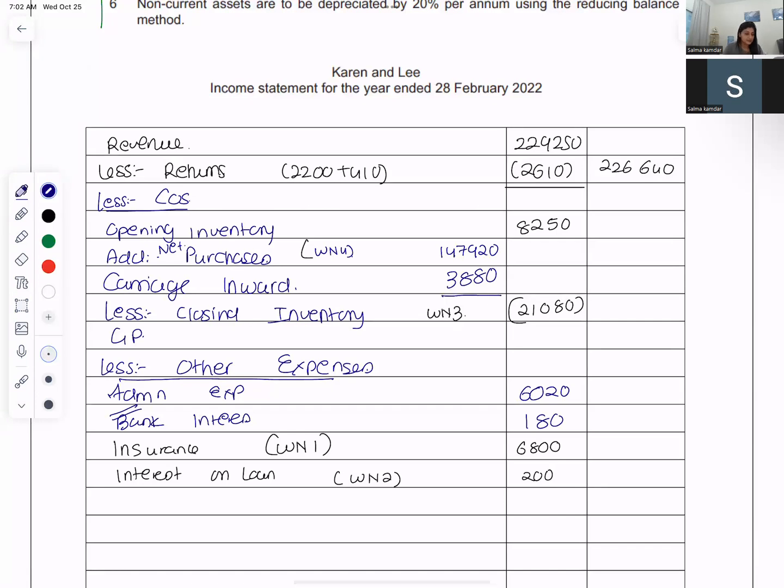So my net purchases plus carriage inwards of 3,880 will become 151,800. Now my opening inventory of 8,250, purchases with adjustments of carriage inward, minus closing inventory would give me my cost of sales as 138,970.